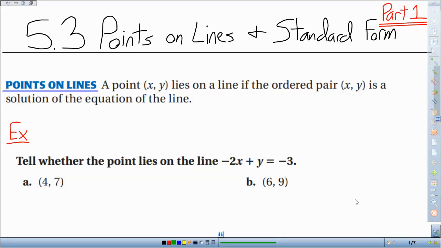Hey everybody. So we are getting into 5.3 part 1 today, points on lines and standard form. Okay, go ahead, take a minute, get that title. Don't forget the part 1, copy the example and that definition, and then we'll get into it.